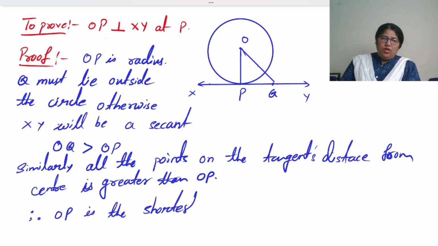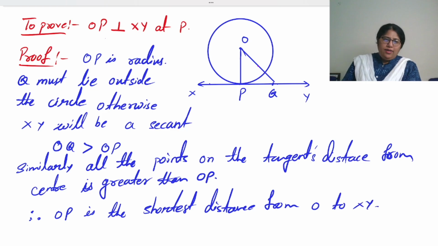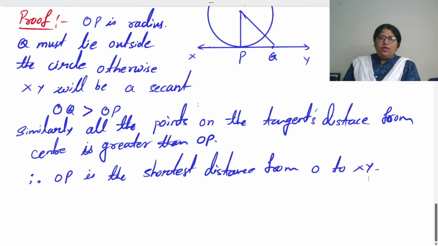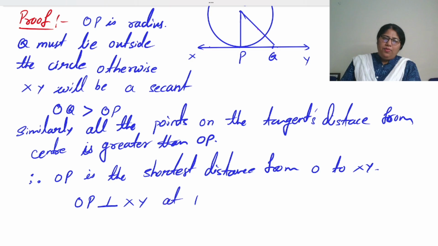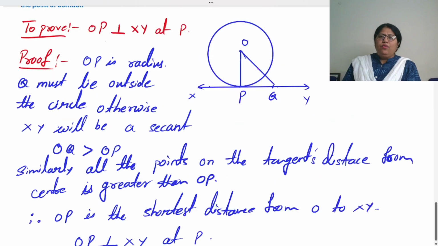It is the shortest distance from O to XY, right? Therefore, and you know that the shortest distance is always perpendicular. Hence, OP is going to be perpendicular to XY at P. That is why we say that the tangent is perpendicular to the radius of the circle at the point of contact.